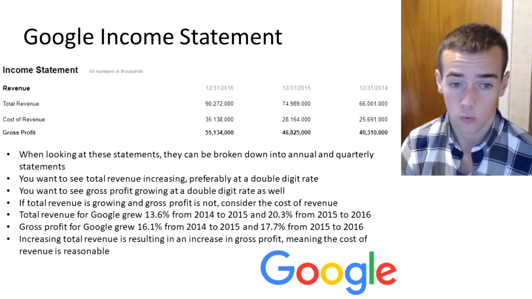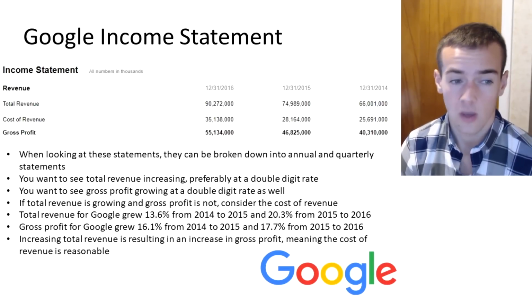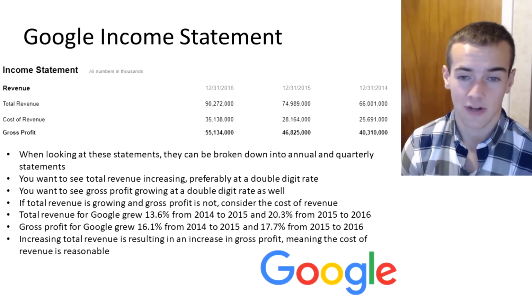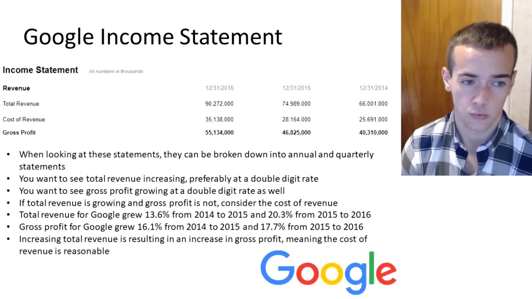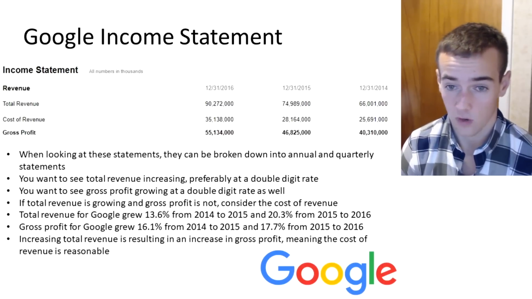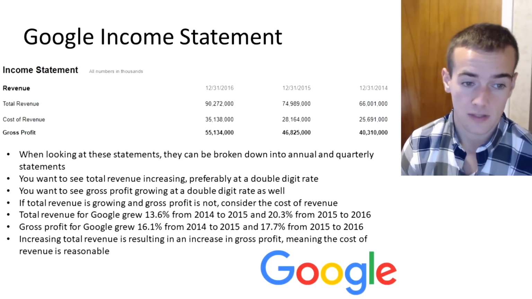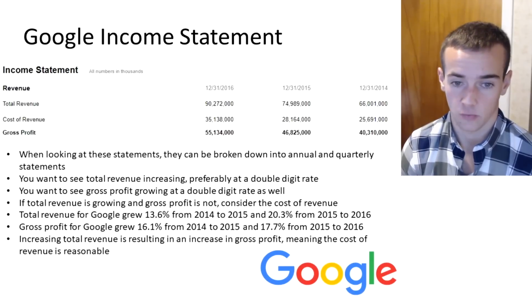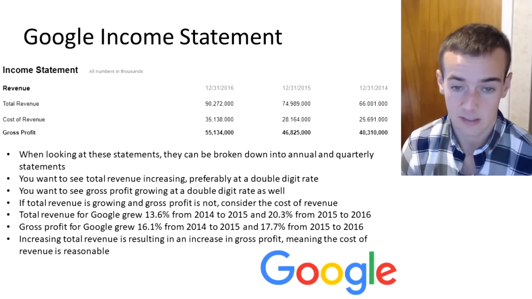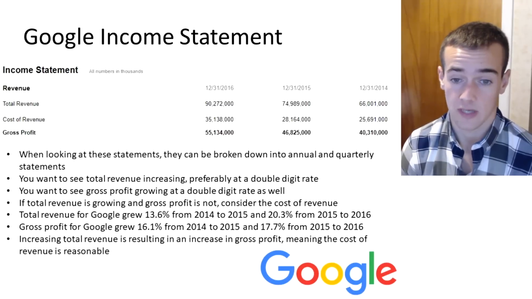But what's equally important is their gross profit, because you could see growing total revenue, but if the cost of revenue is growing faster than the growth of the total revenue, you're not going to see these figures carrying true under gross profit. You'll see growing revenue, but what's very important as well, if not more important, is what their actual profit is on these numbers. So you want to see gross profit growing at a double-digit rate as well. Because if total revenue is growing and gross profit is not, you need to look at the cost of revenue, and it's possible that their cost of revenue is out of control.